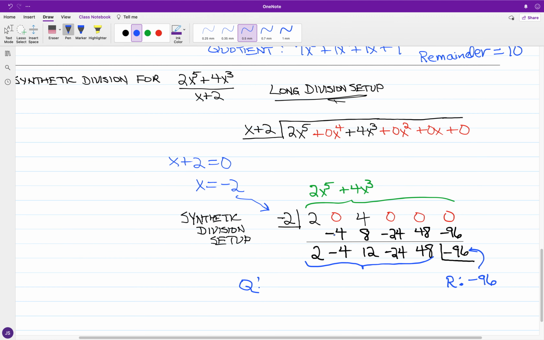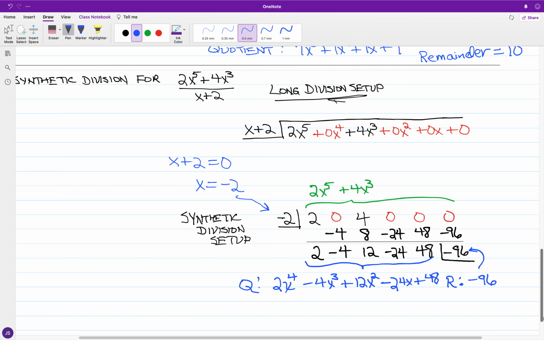Now for the quotient, the quotient is going to be 1 degree less than what we have for the polynomial dividend. So while the 2 here represents the coefficient of x to the 5th, the 2 that is brought down will be in reference to 2 times x to the 4th. And so just going down 1 degree at a time. So we have 2x to the 4th minus 4x cubed, and then we have plus 12x squared, then we have minus 24x, and the final we have plus 48.